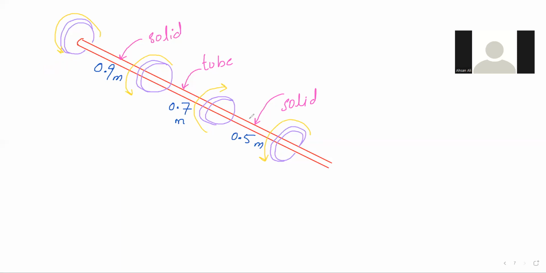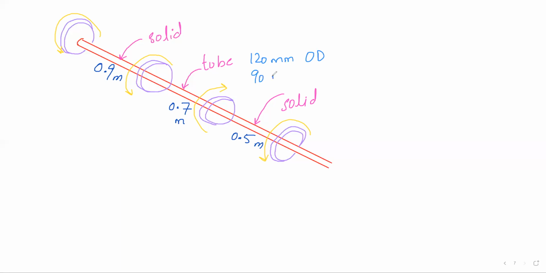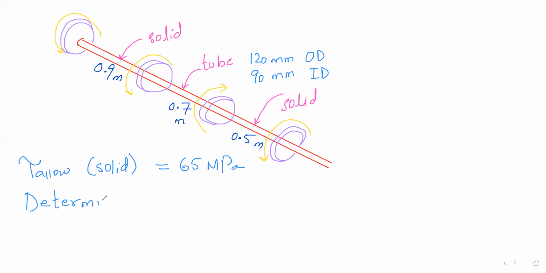Okay. The question says that if you have 120 millimeter outer dia, hang on for a second, please. Let me use 120 millimeter outer dia. You have 90 millimeter inner dia. Done. For the tube, you have to find if the allowable in the solid shaft, this is going to be one tricky question, is 65 megapascals. Then why don't you tell me, determine is such a nice word. Determine, give me the dia of the solid.